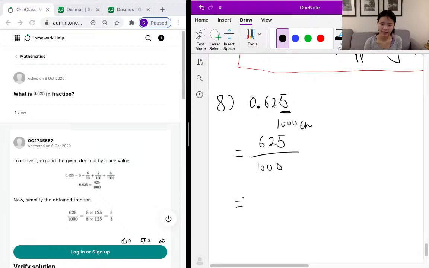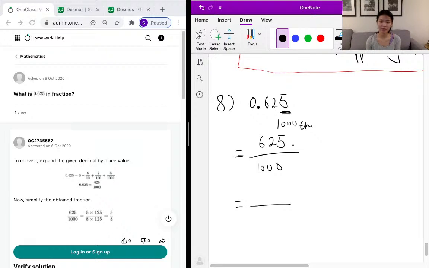So we have 625 over 1,000, and now we need to simplify, and we know that the greatest common factor of 625 and 1,000 is 125. You might not see that directly. If not, don't worry, that's fine. You can just do 5, that's the most straightforward one, and you do 5 again, and you do 5 again, and you're going to arrive at the same answer.